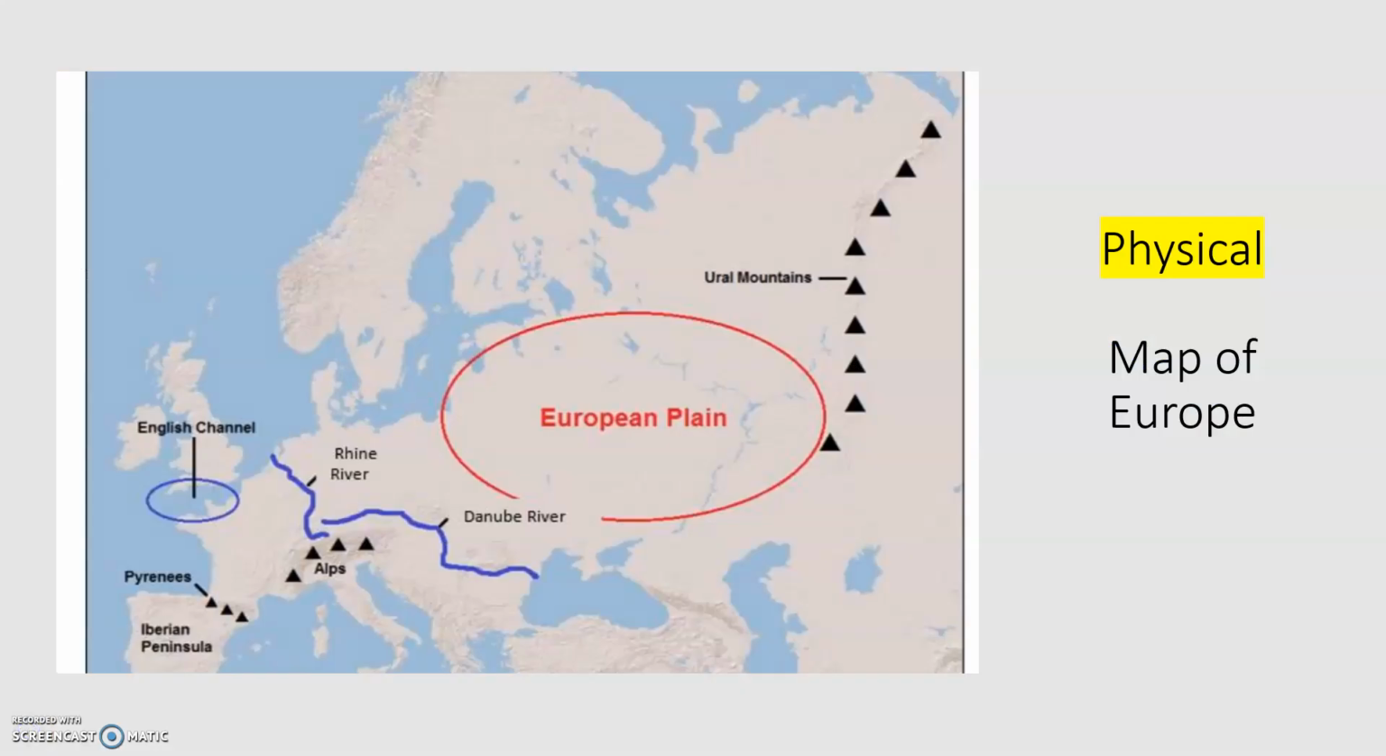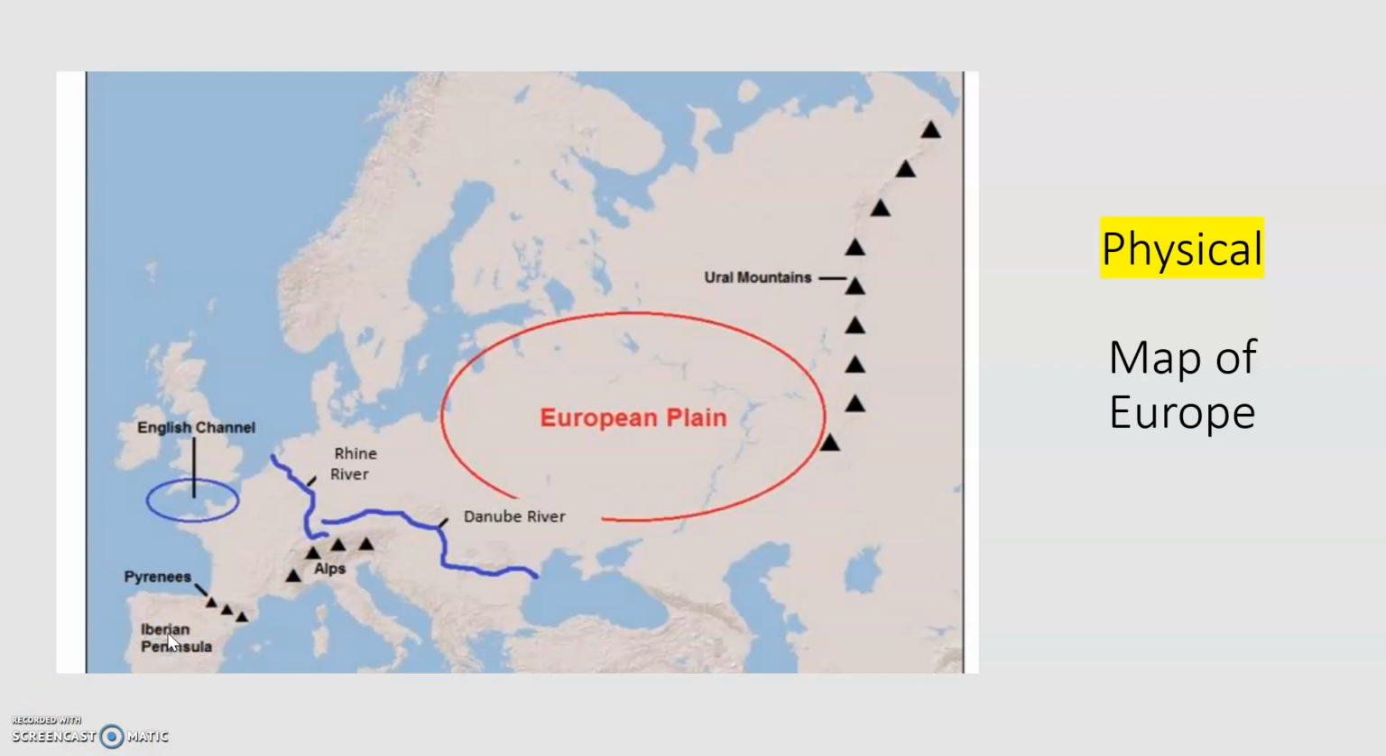Next, we have to learn about the physical features of the map of Europe. There's 9 that we have to locate. They are the Danube River, the Rhine River, the English Channel, the Mediterranean Sea, the European Plain, the Alps, the Pyrenees, Ural Mountains, and the Iberian Peninsula. Now we'll go in detail throughout the semester on what all these are, but for now we just need to locate them. So the first one is the Iberian Peninsula.